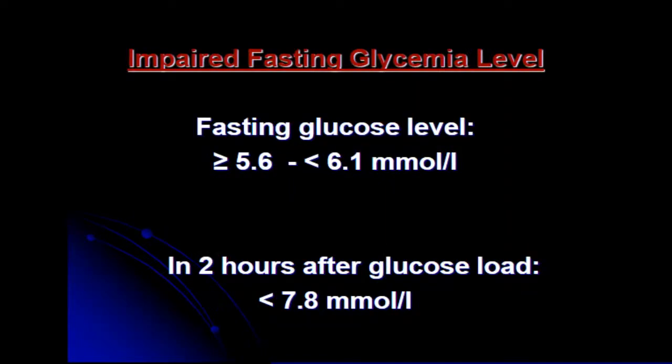And the last group, hyperglycemia, it's impaired fasting glycemia level. Fasting glucose level more or equal to 5.6 but less than 6.1 millimole per liter, and 2 hours after glucose load, less than 7.8.